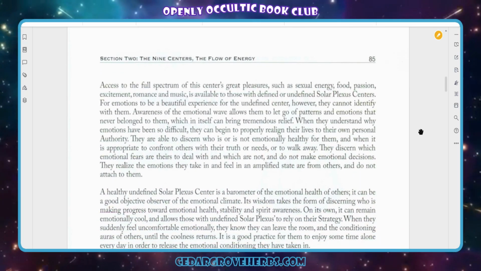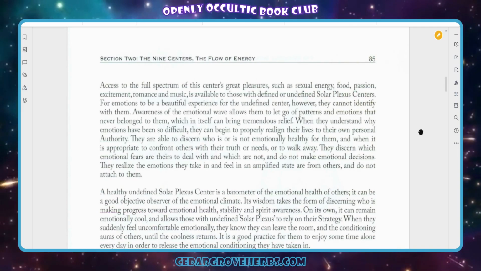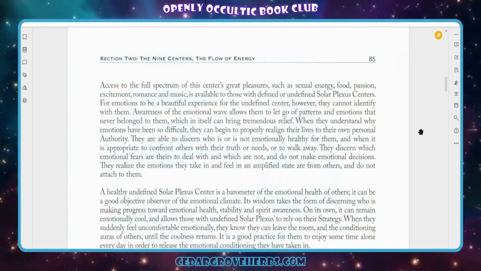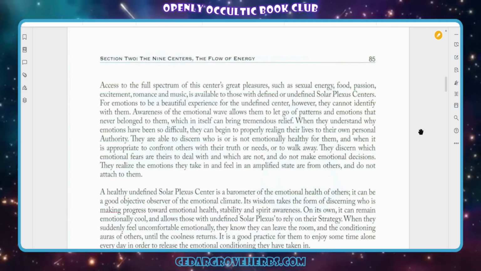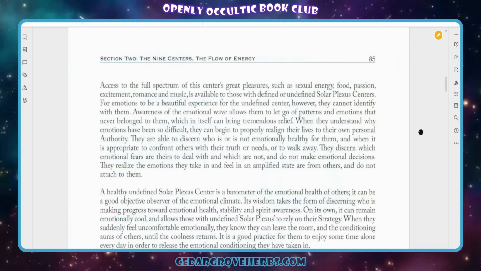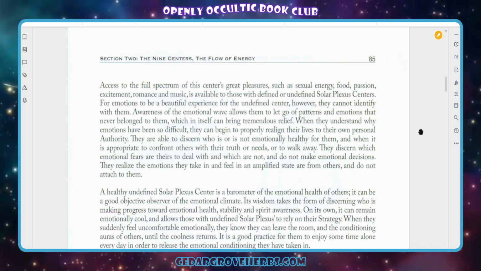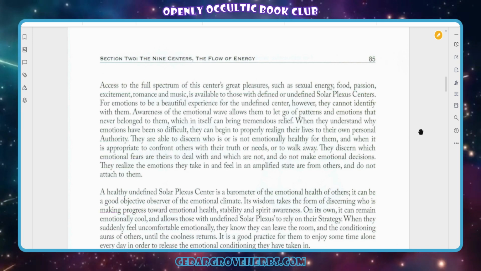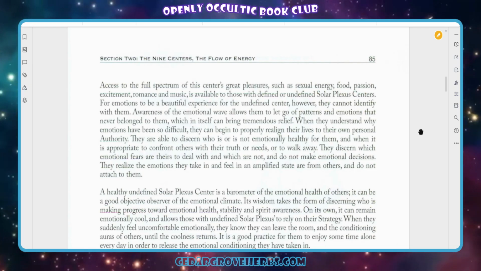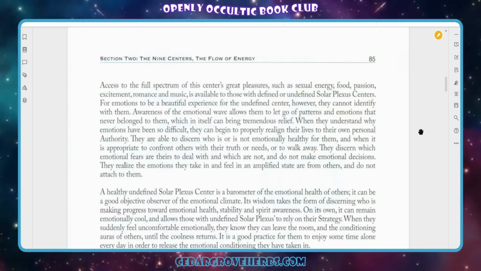Access to the full spectrum of this center's great pleasures, such as sexual energy, food, passion, excitement, romance, and music, is available to those with defined or undefined solar plexus centers. For emotions to be a beautiful experience for the undefined center, however, they cannot identify with them. Awareness of the emotional wave allows them to let go of patterns and emotions that never belonged to them, which in itself can bring tremendous relief.